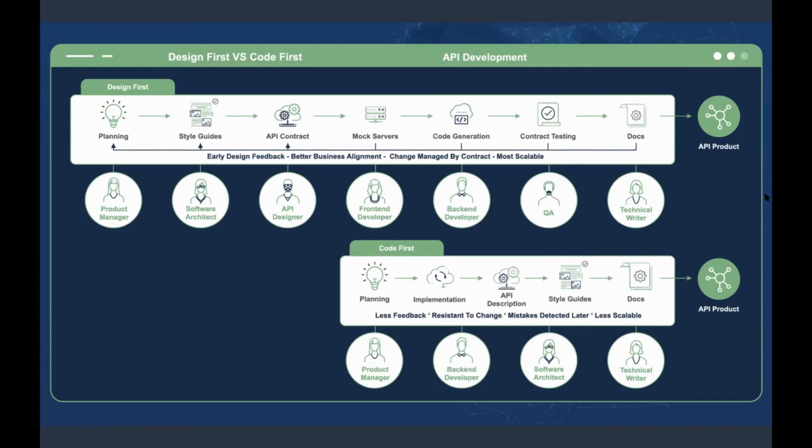Don't feel that your team needs to have all of these roles, by the way. It's an abstract way of looking at this, but it could be filled in. All these stages could be performed by different people. What really matters is what tools are we giving to our team so that we can replicate this type of behavior and have success with design first. And if you notice, you'll be able to get feedback earlier and have better alignment with what the business requires and manage that change by way of the contract. So you can think of this as being a more scalable approach to developing APIs.